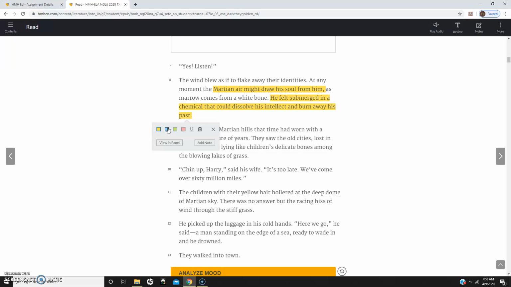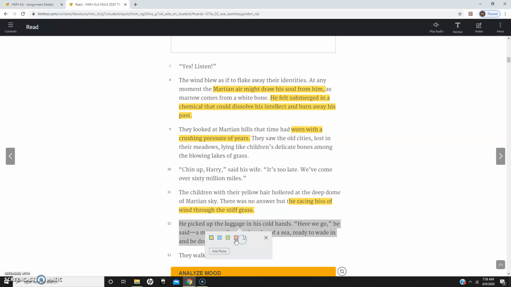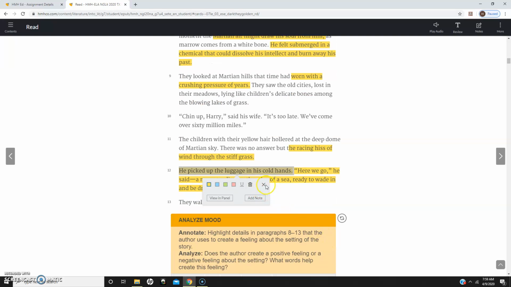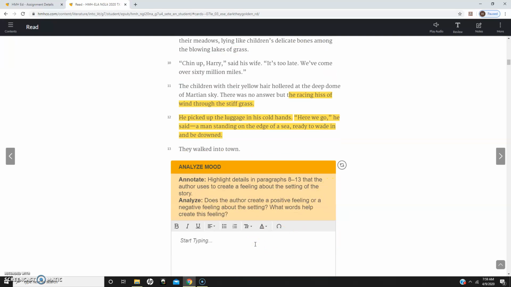A lot of figurative language. So I'm going through other words that might create that mood. "Worn with a crushing pressure of years." I'm highlighting that, and I'm moving down. "The racing hiss of wind through the stiff grass." I'm highlighting that. And this last part, I'm going to highlight this entire paragraph, paragraph 12, because this right here is creating the mood that they're not home anymore. Their normal life is basically uprooted. So I'm going to go back to my question.